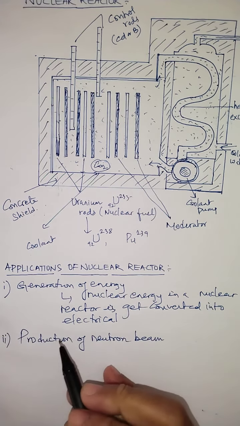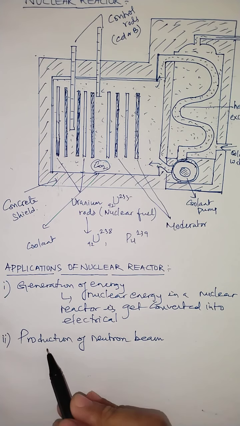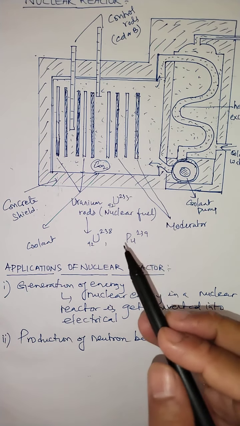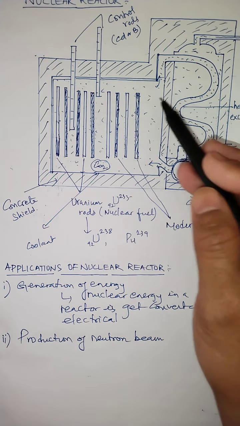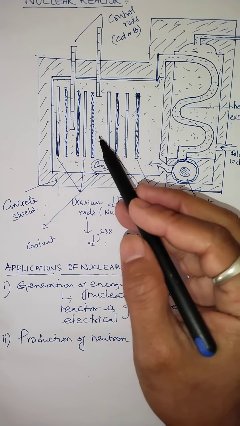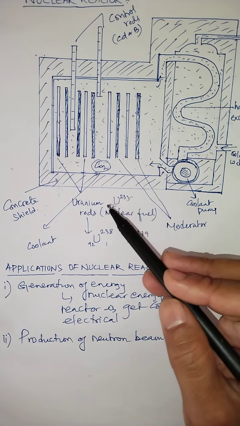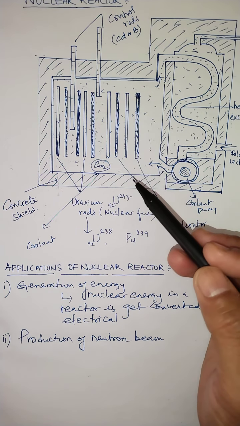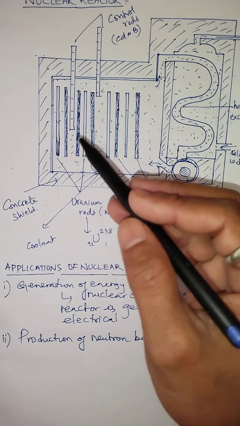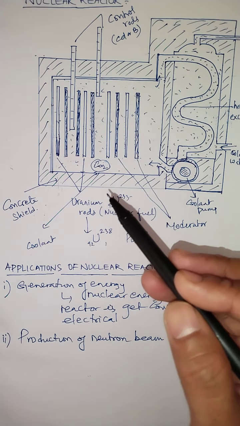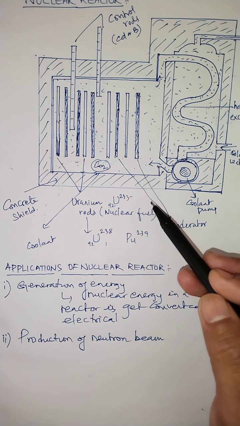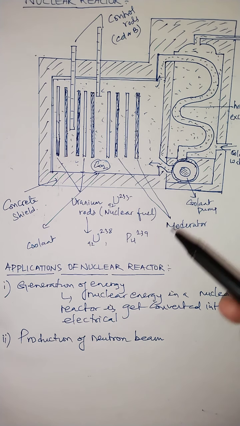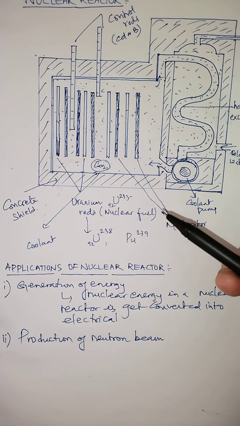Now, another use or application of this nuclear reactor is for the production of neutron beam. The fast moving neutrons, as you know, are emitted in a nuclear reactor by the fission of uranium-235, and they are usually converted into a fine beam. That means these fast neutrons are made to converge into a fine beam, and when they are converted into a fine beam, then some artificial disintegration of other elements can be studied.